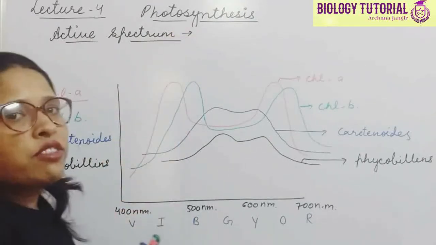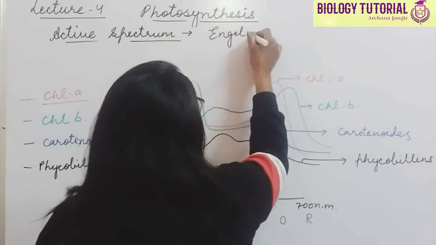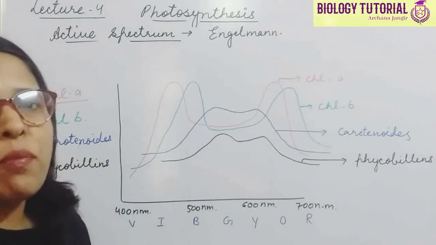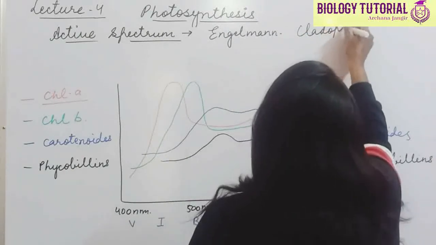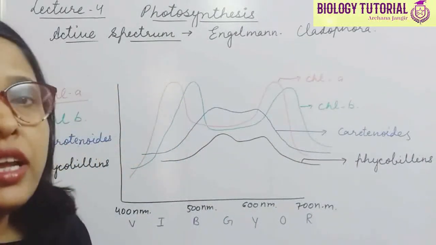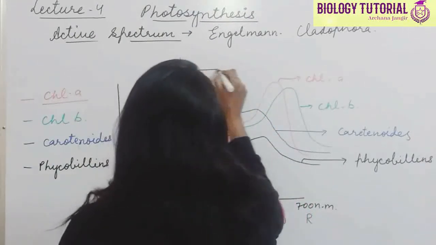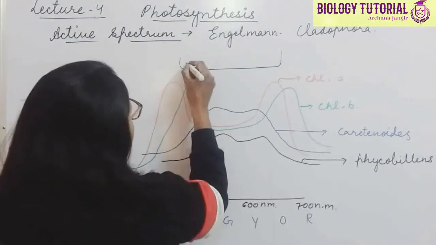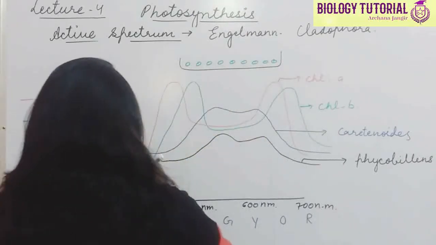To find the active spectrum, an experiment was done by a scientist named Engelmann. Engelmann used an aquatic alga for performing his experiment. This aquatic alga is Cladophora. This is the aquatic alga which is used by Engelmann. He takes Cladophora algae. This is a dish in which the alga called Cladophora is taken. So this is the Cladophora algae.